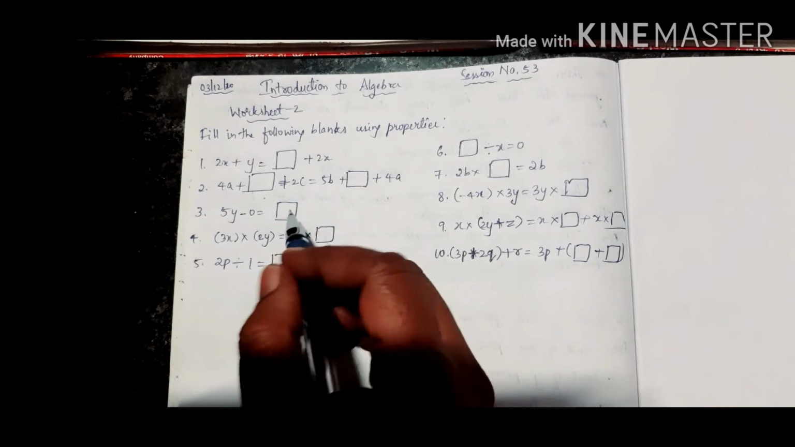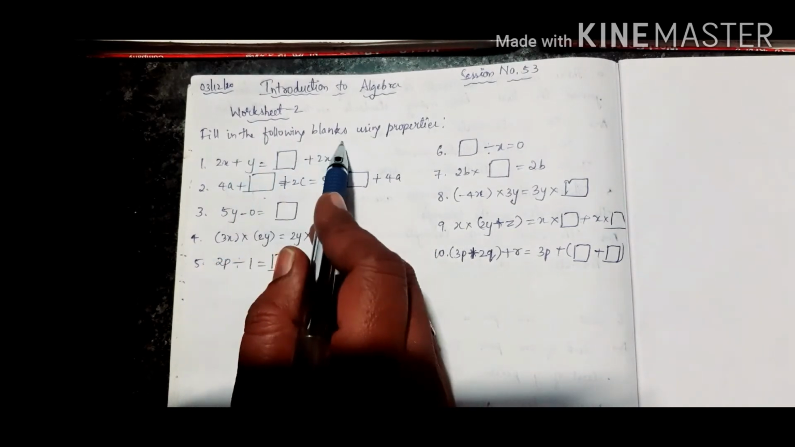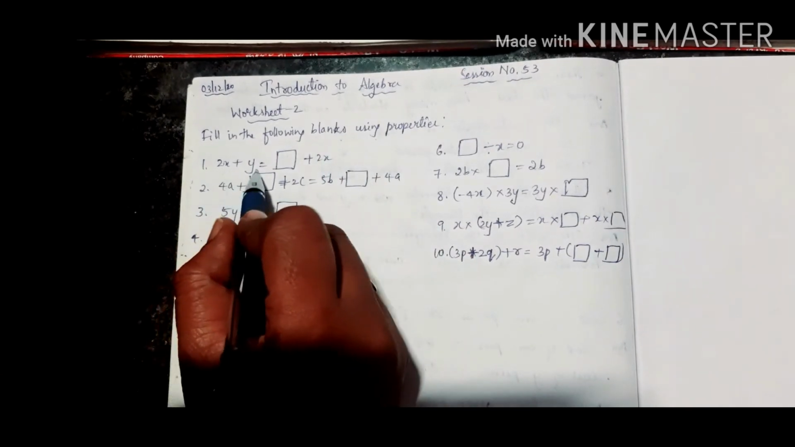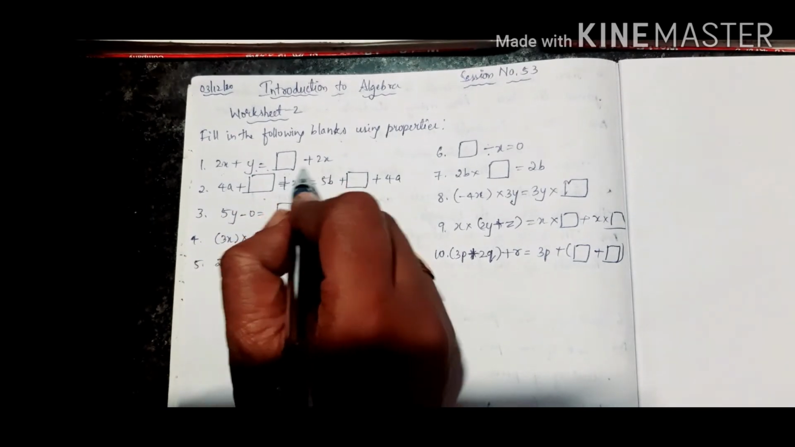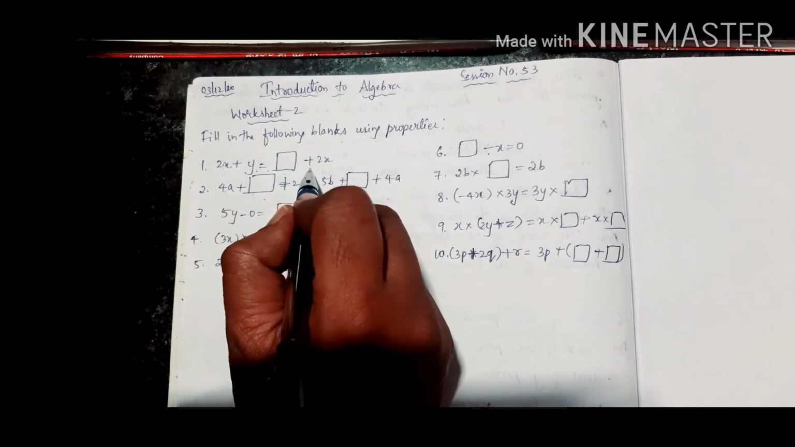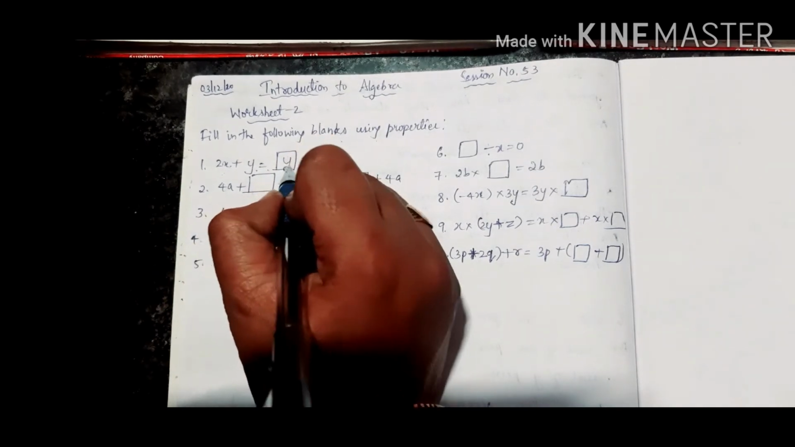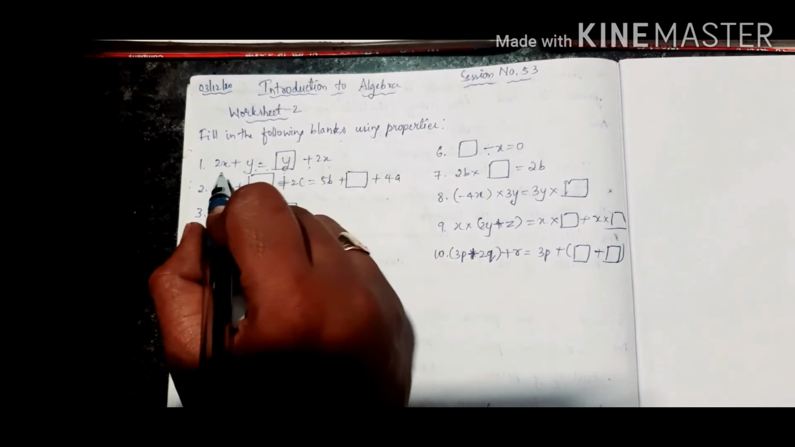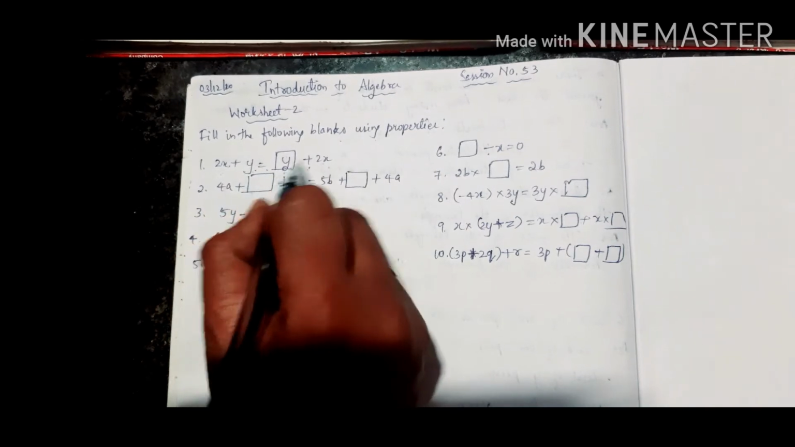Then next let us solve the problems from worksheet number 2. Fill in the following blanks using properties. Here the first question is 2x plus y must be equal to what? What has to be filled so that this LHS must be equal to RHS. Here you can see y is missing, so I fill with the y so that it becomes y plus 2x. Here again, if you change the order, still the answer remains the same.